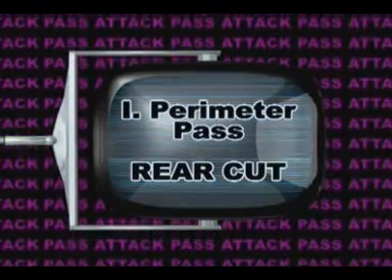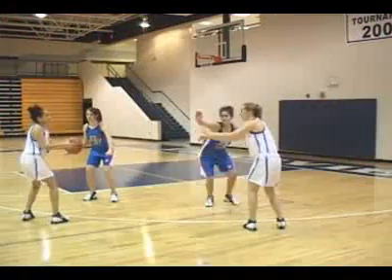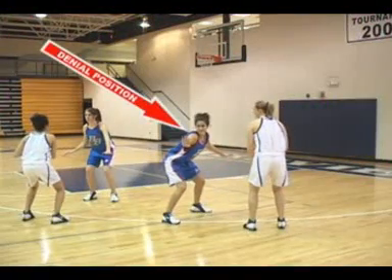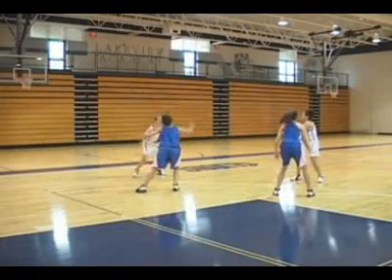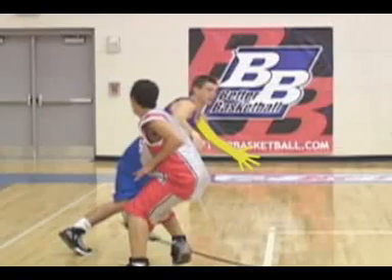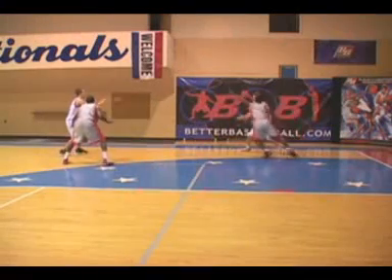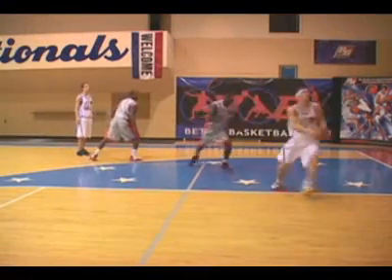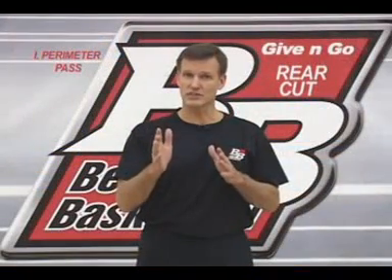Perimeter pass, rear cut. If the defender jumps toward the ball in order to get denial position, then rear cut straight to the basket and just like the front cut, show a target hand. Make your cut as your defender is sliding into denial. Don't hesitate and let him get his position.